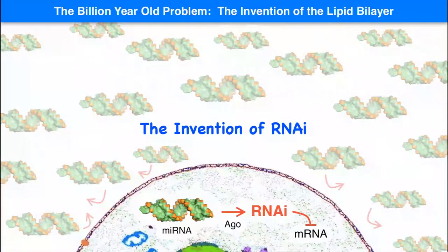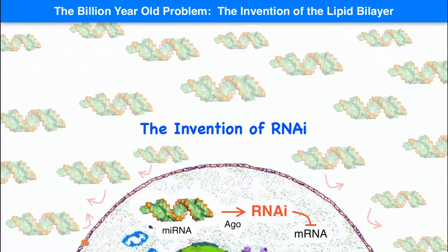So after the invention of the lipid bilayer came the invention of DNA. RNA invents DNA as a more stable form of holding the genetic information, and then RNA invents proteins as a way to make RNAs more catalytically active by keeping it in a confined structure. And then, of course, proteins are much more diverse with 20 repeating units, and so they take on a whole world of their own.